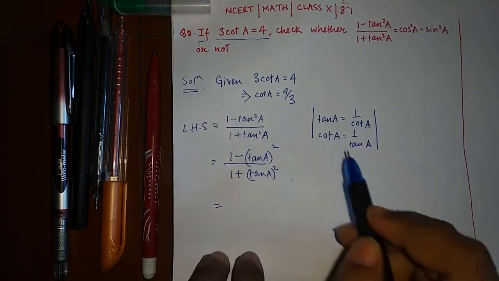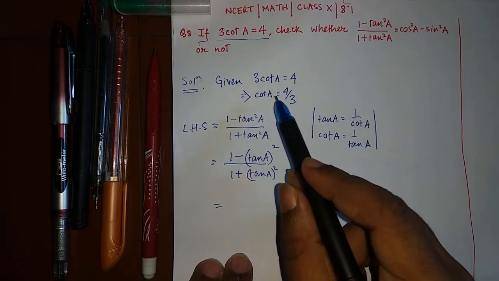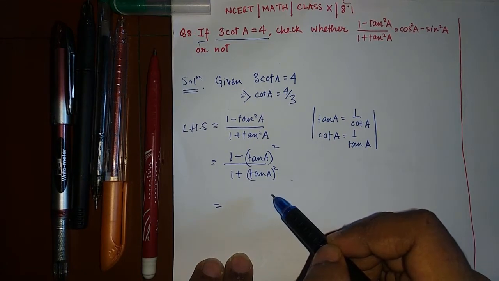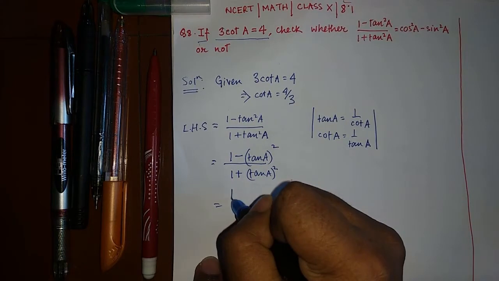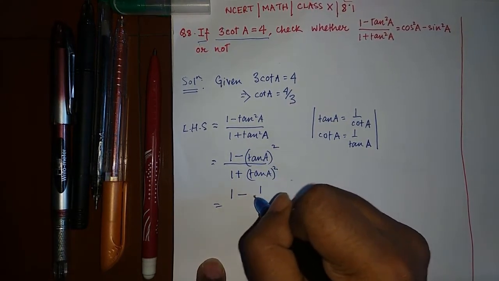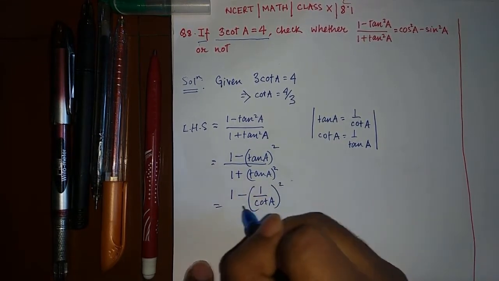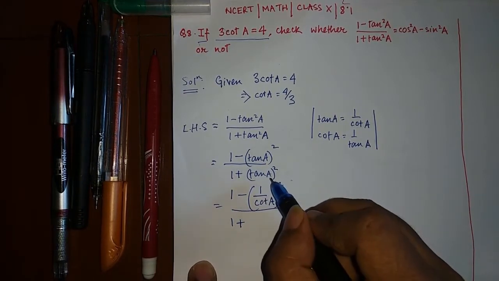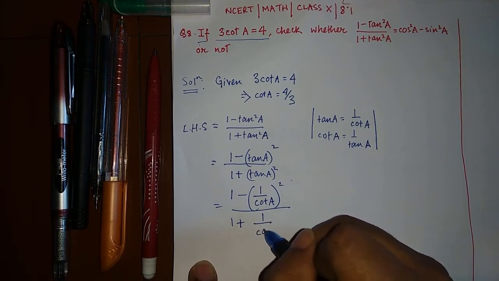So if cot A is equal to 4 by 3, what will be tan A? It will be, of course, equal to 1 by 4 by 3, which is 3 by 4. Let me show you how. Convert this tan A to cot A. What will be? 1 by cot A, the reciprocal of tan A, and the whole square will be whole square, plus, similarly, you convert this tan A into cot A. You'll get (1 by cot A) whole square.